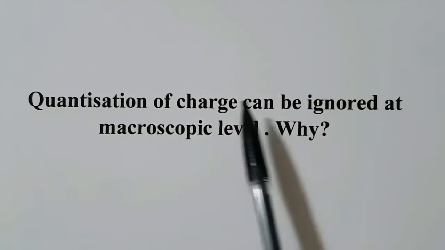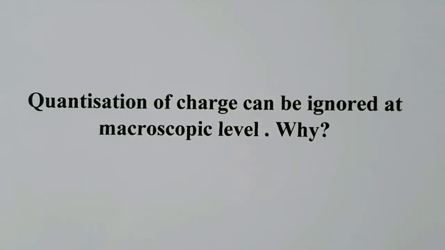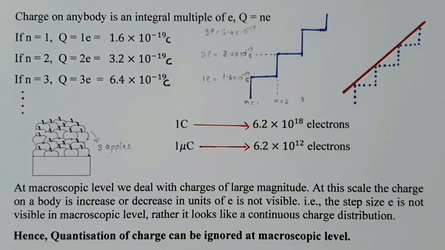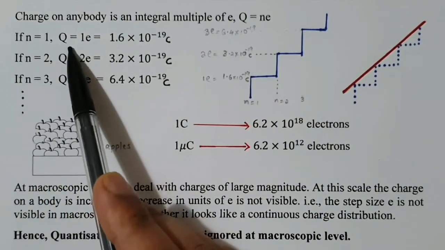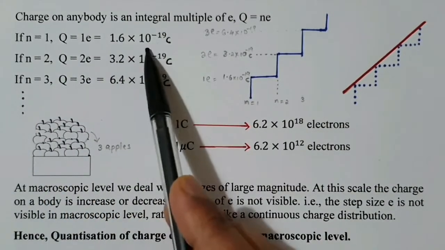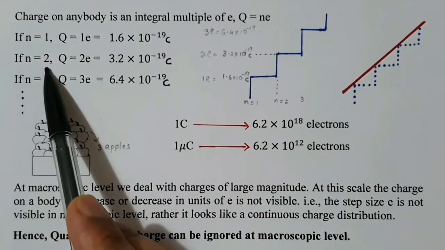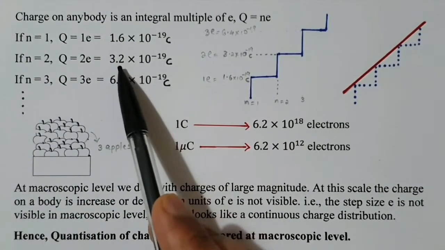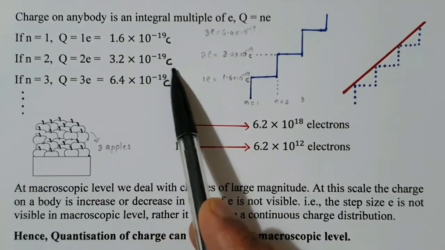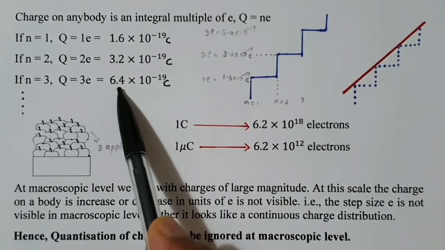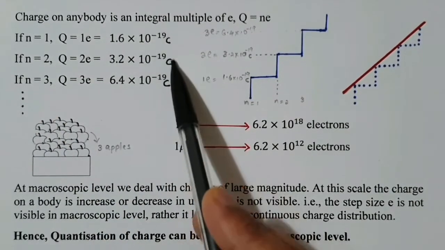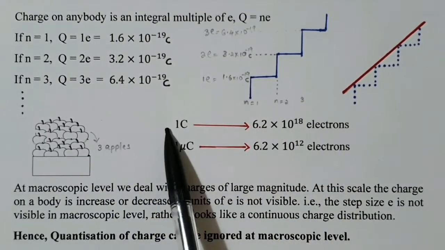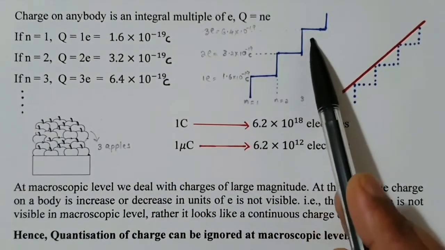Now, why can quantization of charge be ignored at macroscopic level? The charge on any body is an integral multiple of e, that is, Q is equal to ne. If n equal to 1, Q is equal to 1e, which is 1.6 into 10 raised to minus 19 coulomb. If n equal to 2, Q is equal to 2e, which is 3.2 into 10 raised to minus 19 coulomb. If n equal to 3, Q is equal to 4.8 into 10 raised to minus 19 coulomb, and so on. So this is increasing, and this increase is not continuous. Rather, it is in steps of e.